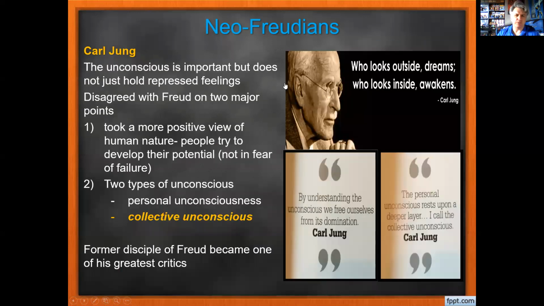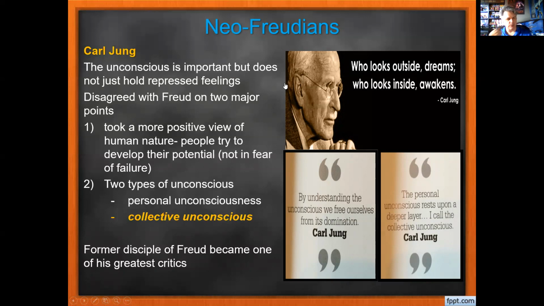And of course, the most popular of the neo-Freudians is probably Carl Jung, where he said the unconscious is important because not only does it hold repressed feelings, but it also holds a collective idea of who we are and how we fit in society. And unlike Freud, who said everything is about sex and your penis and desires and I can't do my desires, he had a very positive view about human nature. He felt that people were trying to develop to their potential, not because they were afraid of being a failure. They just wanted to be good, and they wanted that reward for being good.